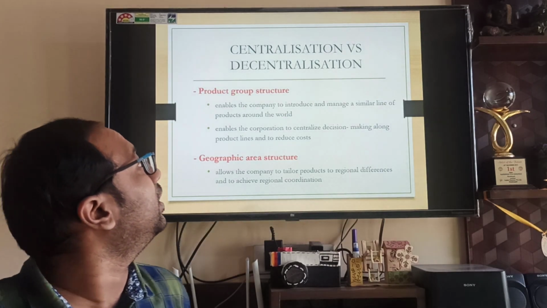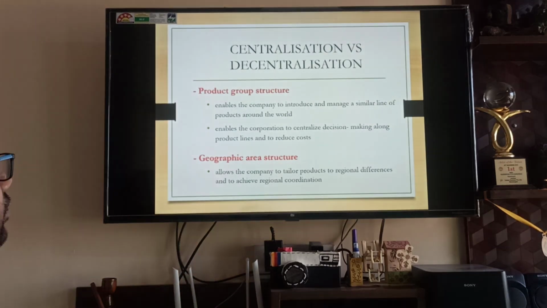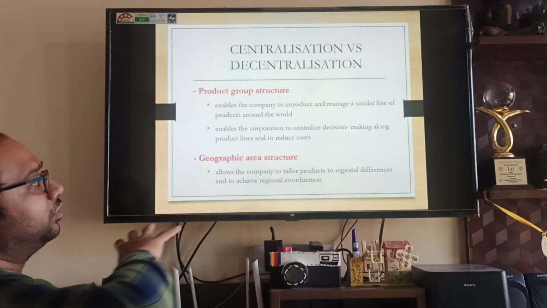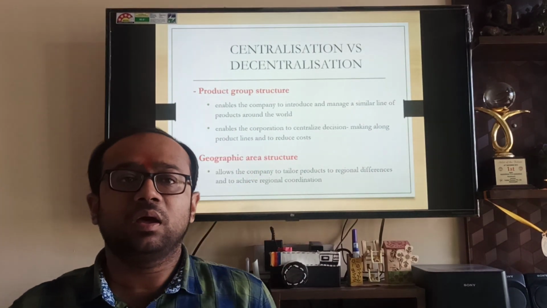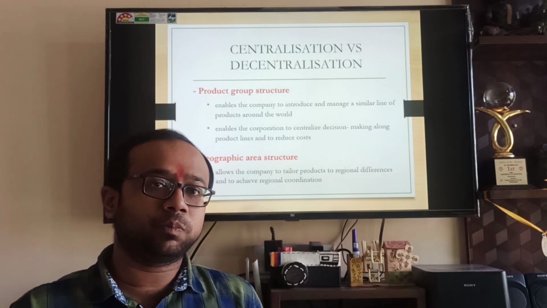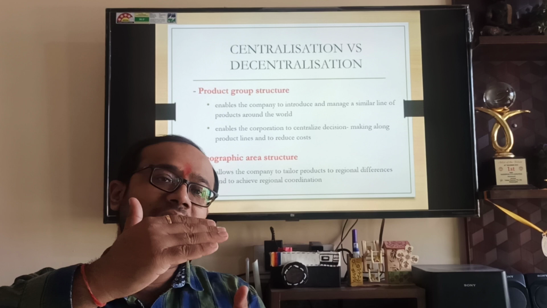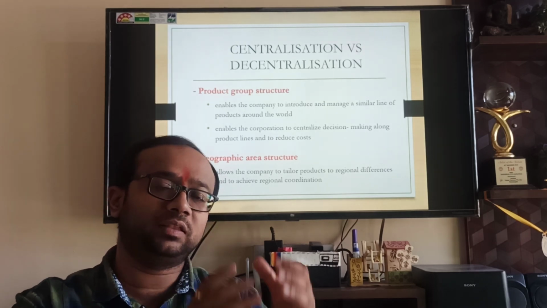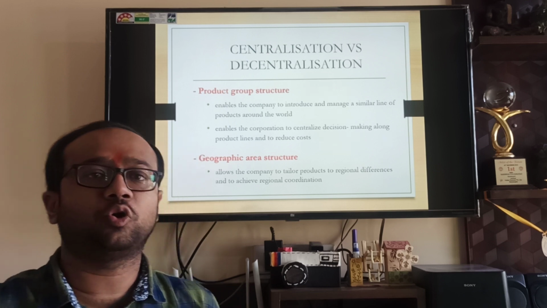Centralization versus decentralization. So when we say centralization versus decentralization, today companies are moving more towards product group structure. So when we say product group structure, if your company has 3 product vertical, so product A group, that will have a person from maybe R&D, from packaging, from sourcing, from marketing, from sales, from finance, everyone. They work as a unit. That is a product group structure.